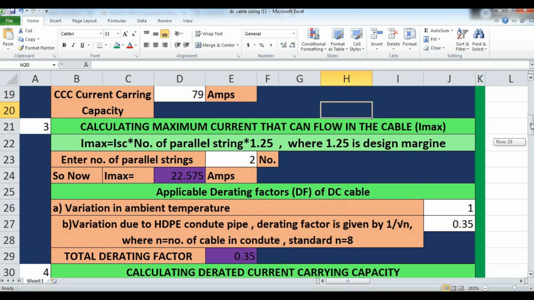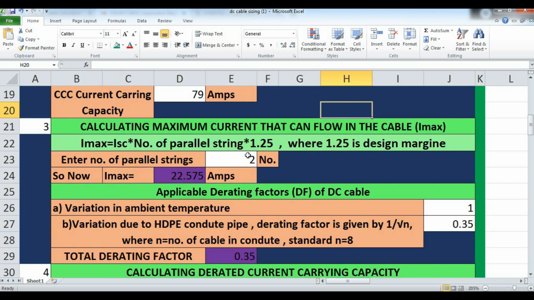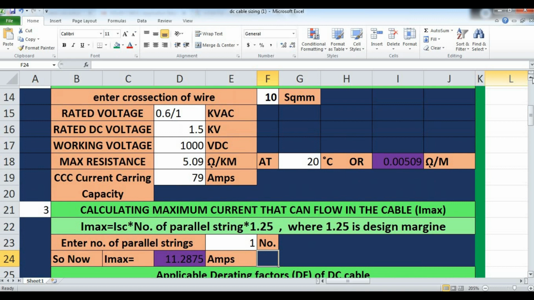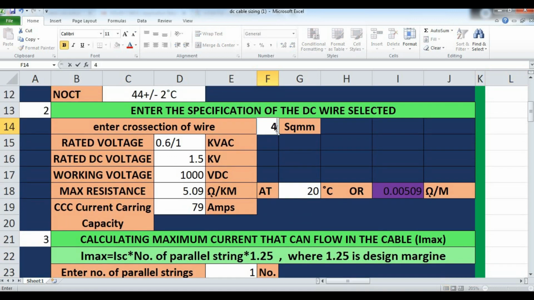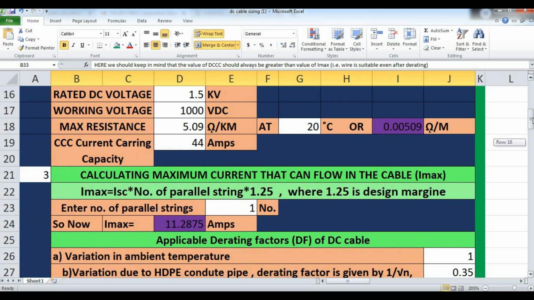But if we keep the number of parallel strings as 1, our Imax will decrease. It becomes 11.2875, and then we can use a 4 square mm cable. It's not going to harm at all. So our current carrying capacity will be 44 amps, and as usual this will become 15.4 as our derating current capacity, and our Imax is 11.2875. So you can use 4 square mm if you are using a single string, but if you are using 2 parallel strings, then this Imax gets higher, and then we have to use a 10 square mm cable to satisfy our condition.